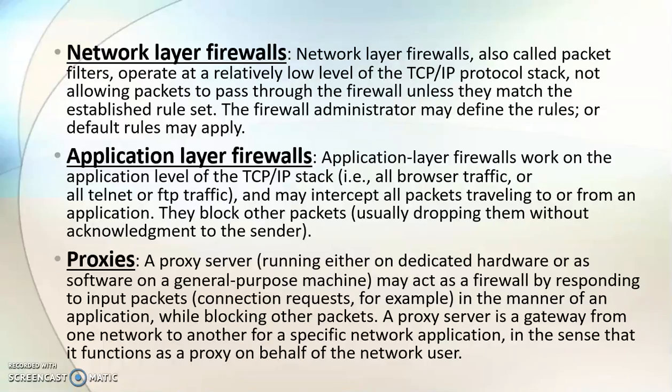The third type is proxies, also known as circuit level gateways. A proxy server running either on dedicated hardware or as software on a general purpose machine may act as a firewall by responding to input packets, connection requests for example, in the manner of an application while blocking other packets. A proxy server is a gateway from one network to another for a specific network application, in the sense that it functions as a proxy on behalf of the network user.